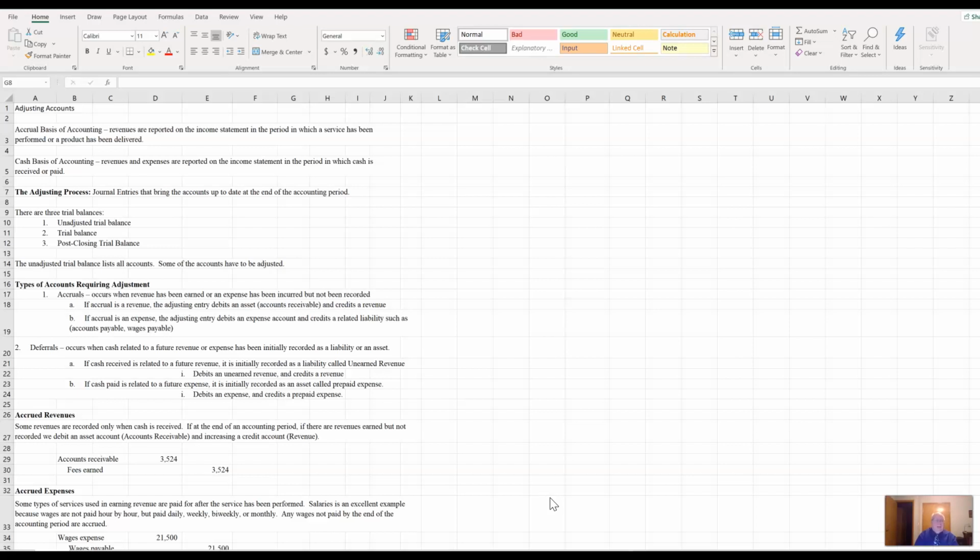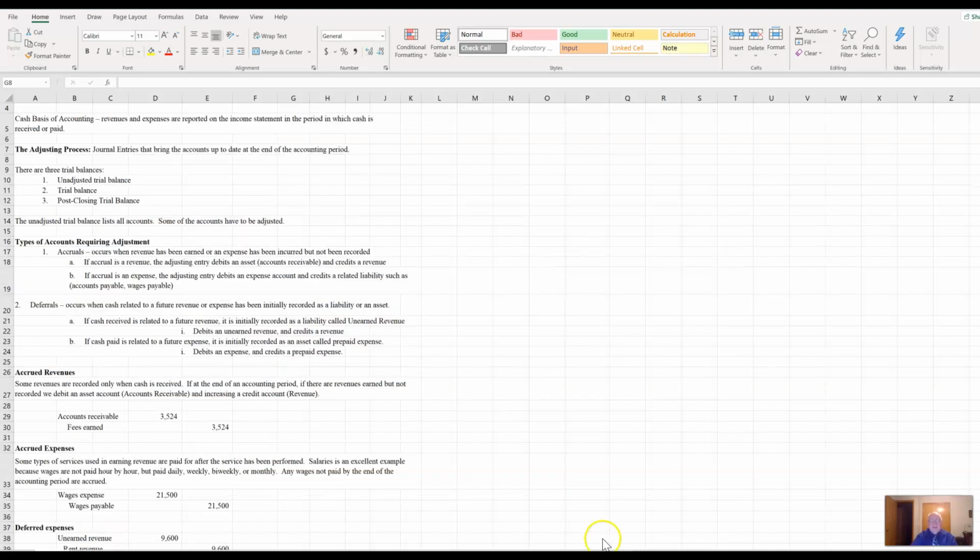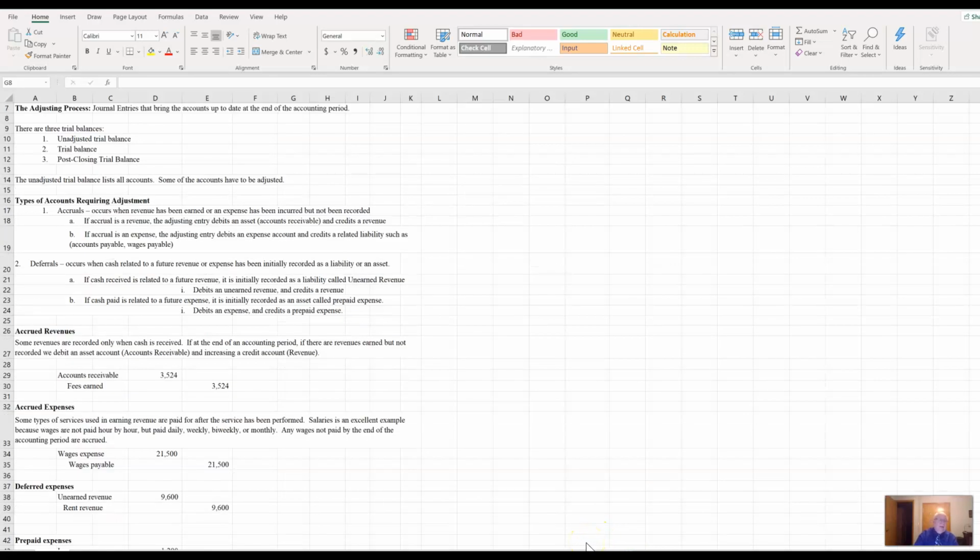Okay, like we talked about before, there's three types of trial balances. We did the unadjusted trial balance already. Then we're going to do the adjusted trial balance. That's done after the adjusting entries are made. And then the post-closing trial balance will be done later. The unadjusted trial balance lists all the accounts, and some of the accounts we need to adjust because of the passage of time.